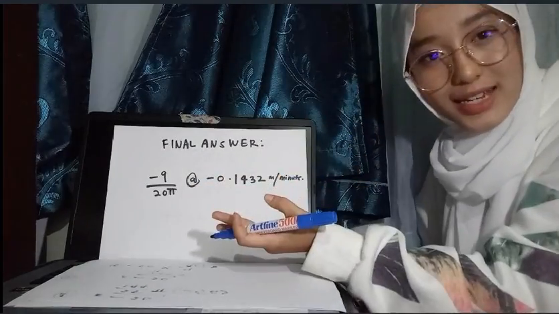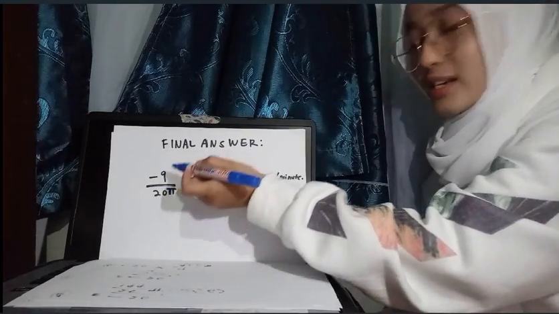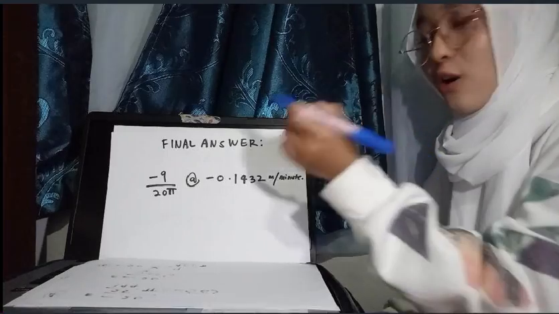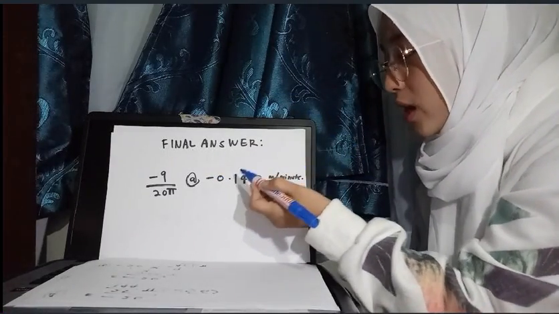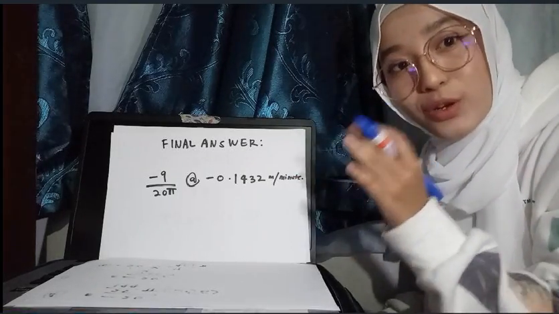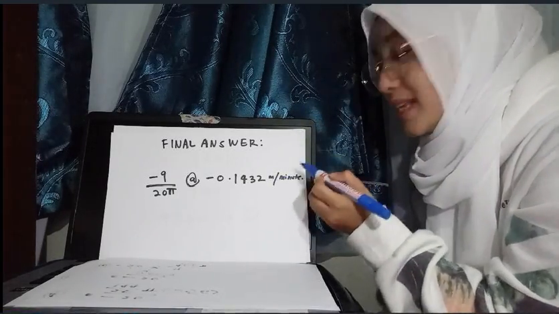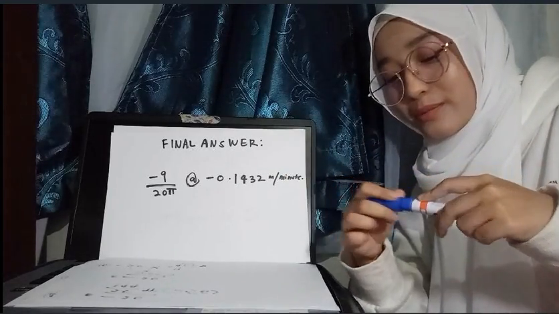So we're done. The answer is negative 9 over 20 pi, or we can convert it to negative 0.1432, and don't forget to put your unit, meters per minute. So that's it. We're done.